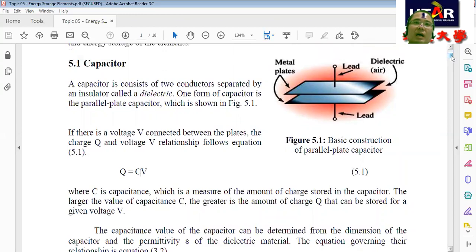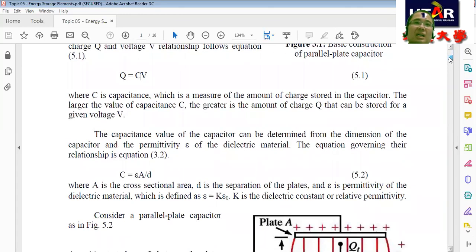For this figure 5.1, the capacitance relation is given by C equals epsilon A over D, where epsilon is called the permittivity of the dielectric material, A is the plate area, and D is the separation between the plates.